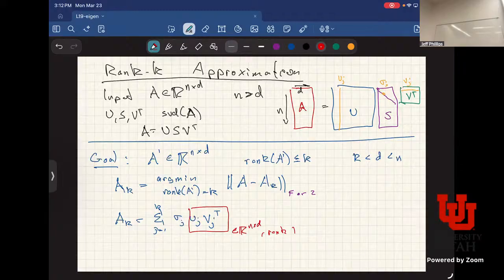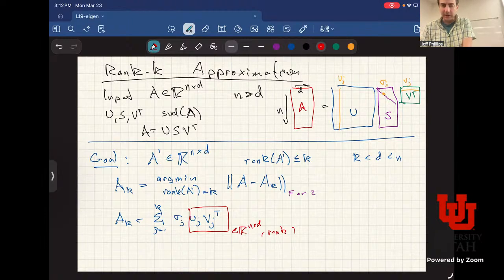Now I'm scaling it by saying how important is this rank 1 matrix? These are unit vectors, so they have no scale information. And this singular value tells me how much to scale it by. These are in decreasing order, so I take the first K. Those are going to be the most important ones, and this will give me the best rank K approximation.